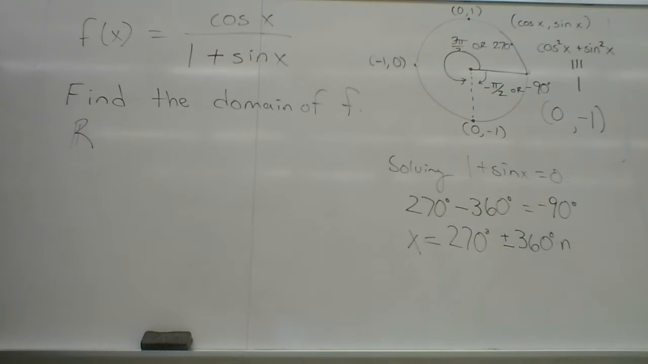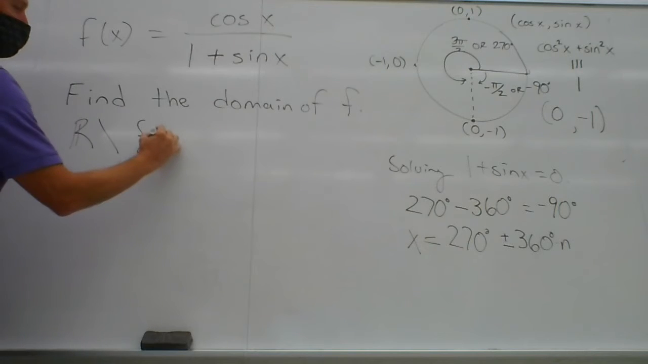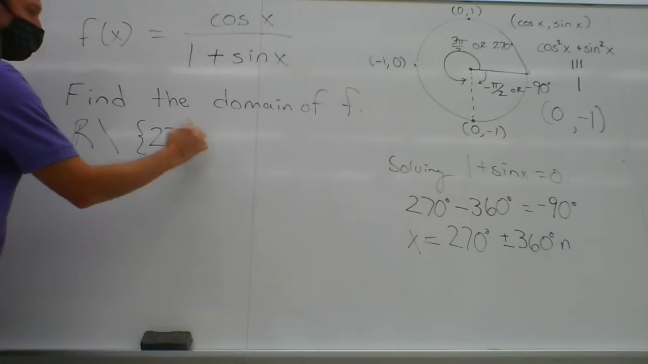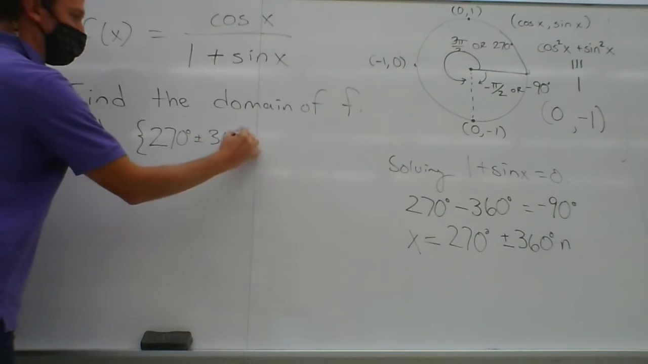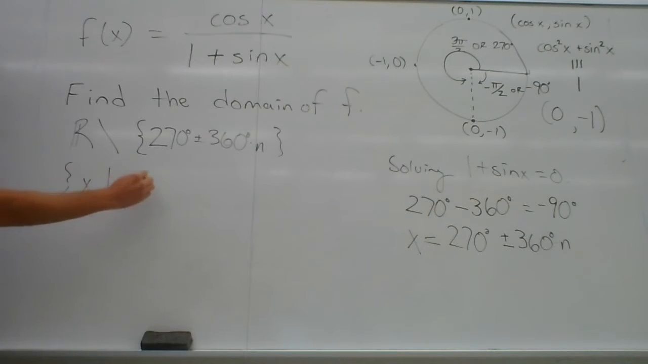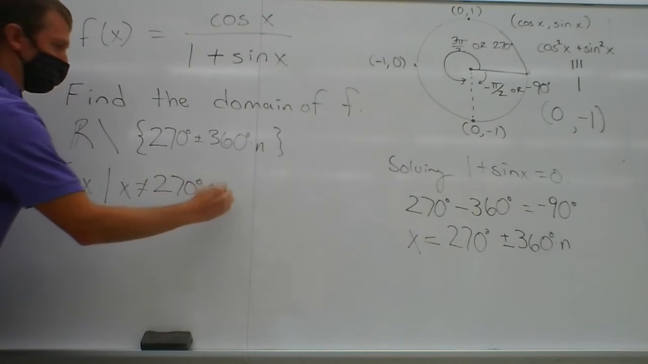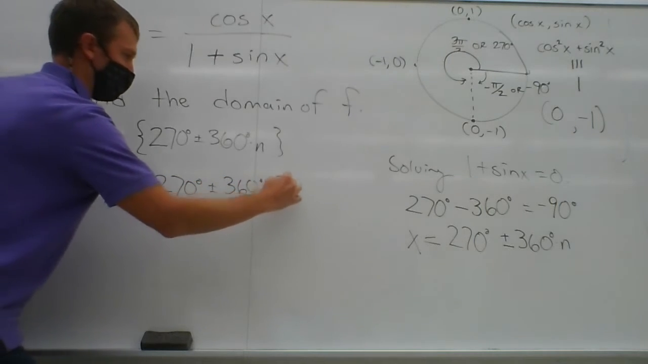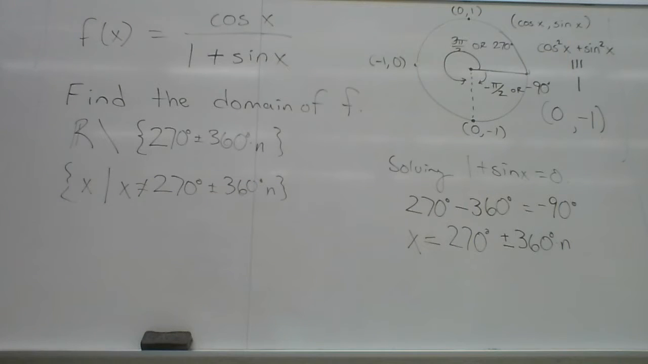So there's several ways to write that. All reals minus, in a bracket, 270 degrees plus or minus 360 degrees times n. You could say a set of all x such that x is not equal to 270 degrees plus or minus 360 degrees n. I wouldn't suggest this, but you could also do a giant union of intervals, split up at these points. That would just be a lot of intervals, so I would not do that.